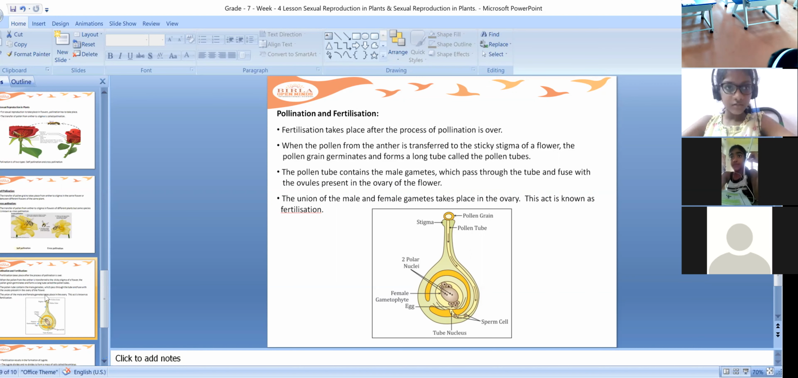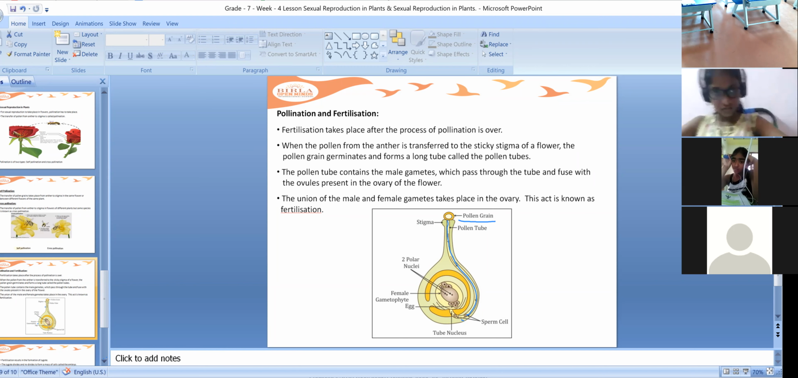The pollen grain is here. You can see here, the pollen grain is at the top hole of this tube. It is stuck at the stigma. Now slowly it moves inside this pollen tube. Here you can see it has moved. And now the sperm cell will come and meet the female gametophyte, the female egg. The pollen grain separates and releases what is inside the pollen grain: sperm cells.